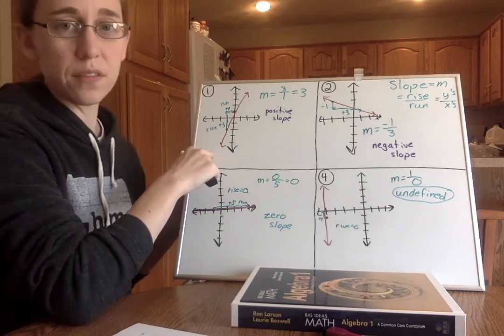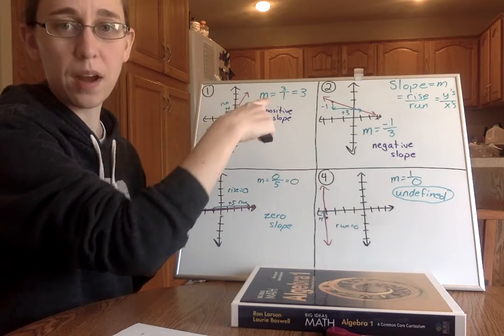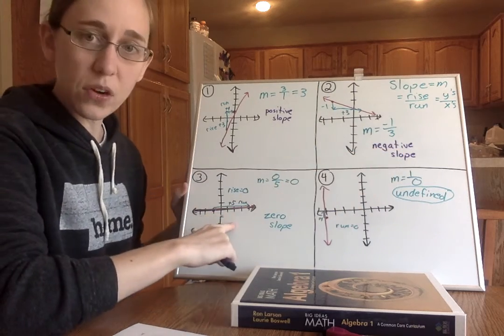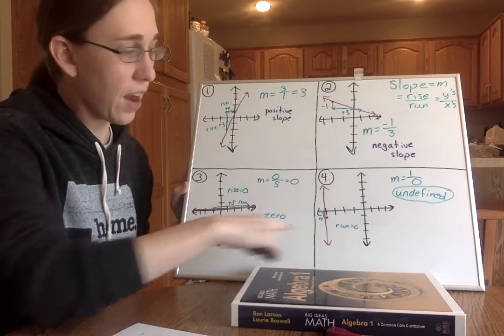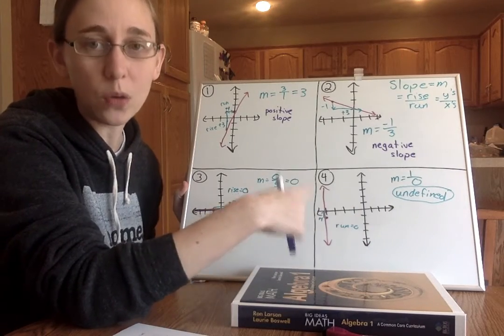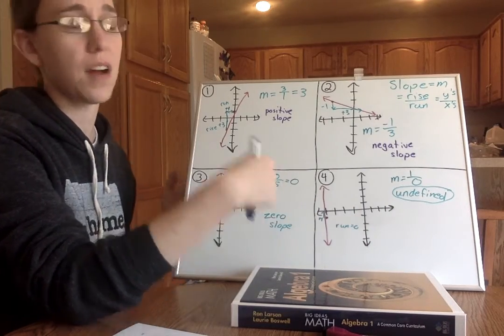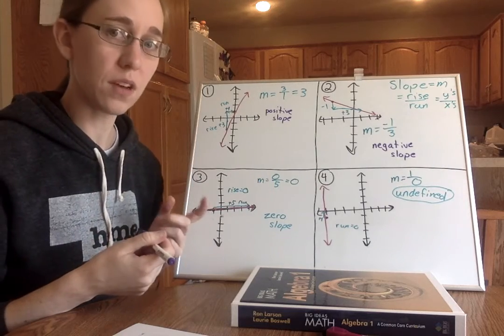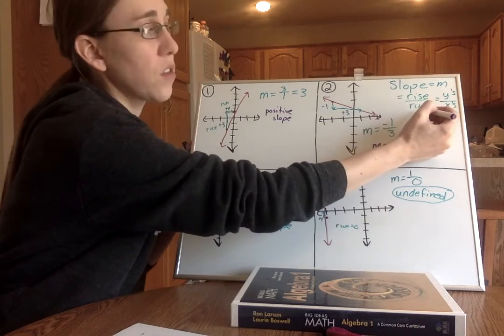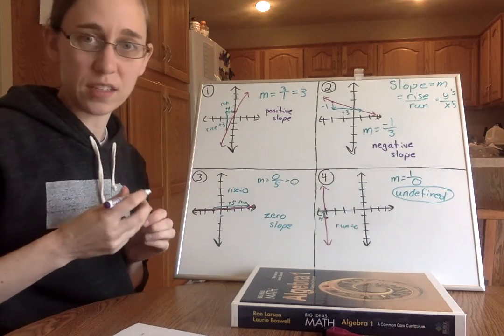So positive slope, it's like riding your bike up the hill. Negative slope is like riding your bike down the hill. 0 slope, that's riding your bike on flat ground. Undefined, that's like a wall. You can't ride your bike up a wall. You can't calculate that. It is undefined. So those are your 4 types of slope that you're going to have to look at from a graph. Remember, rise over run, y's over x's.